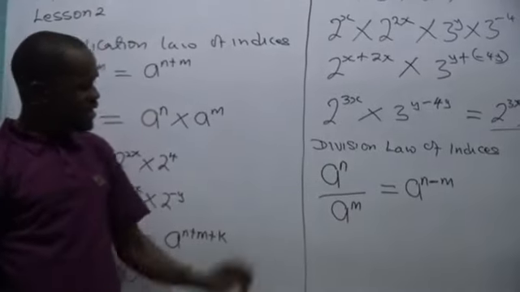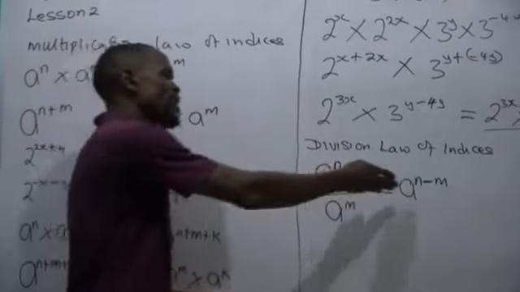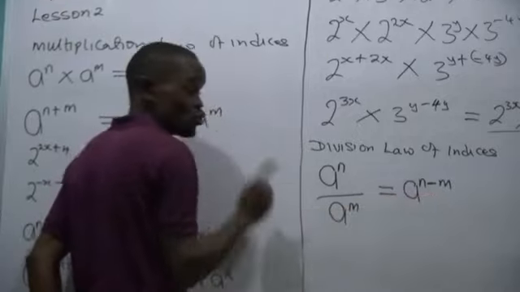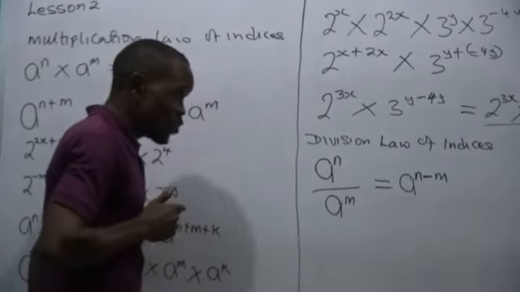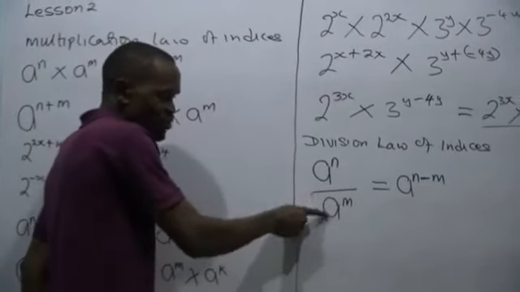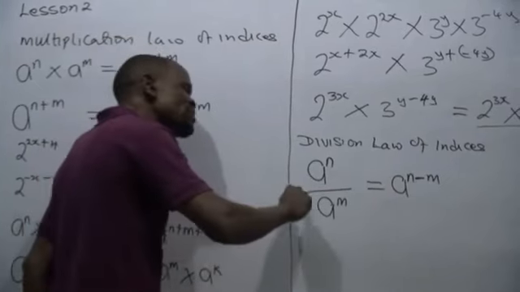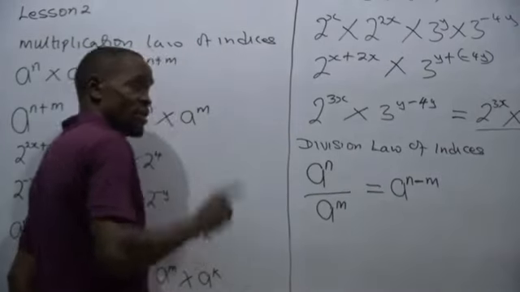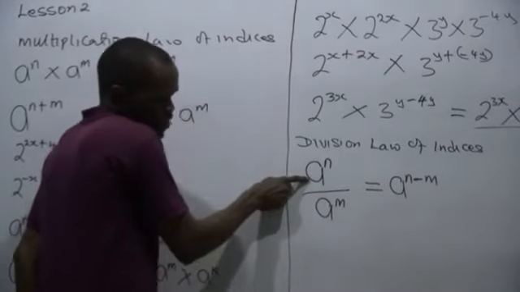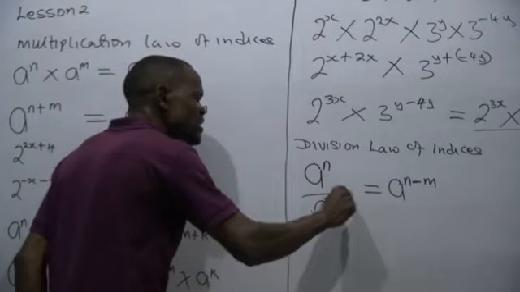Then now look at it. There are 2 conditions for me to apply this law. For me to do this, there are 2 conditions that I must satisfy. What are those conditions? They must be of the same base. Look at this, base A. And they must be dividing themselves. The 2 conditions: they must be of the same base and they must be dividing themselves.